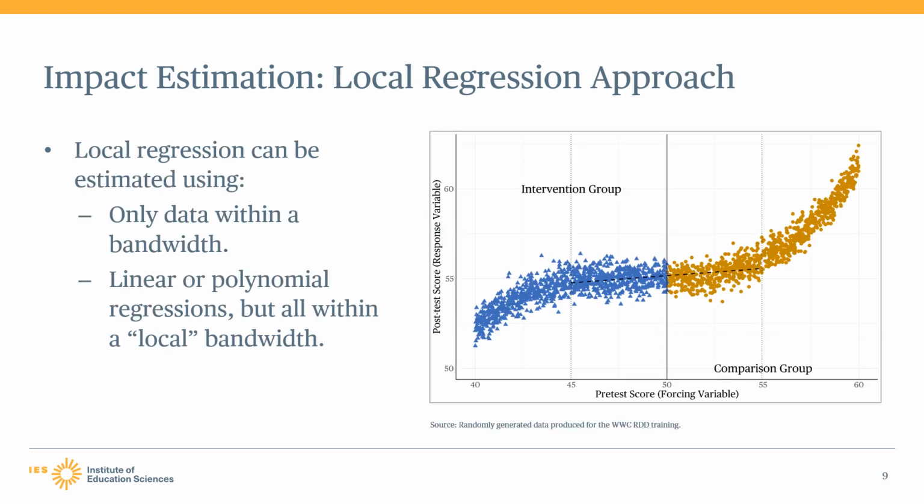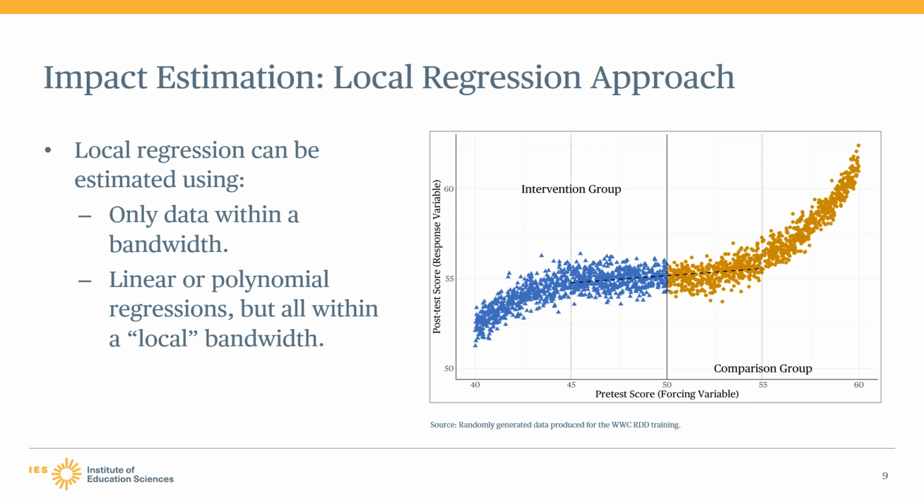Given the critical importance of model specification to ensure unbiased impact estimation in RDDs, researchers often will restrict their analytic sample to units within a narrow range of the forcing variable values right around the cutoff, which is called the bandwidth. For example, in the graph shown here, the researchers may have estimated the intervention impact only using data within a bandwidth of 10 points around the cutoff value of 50.